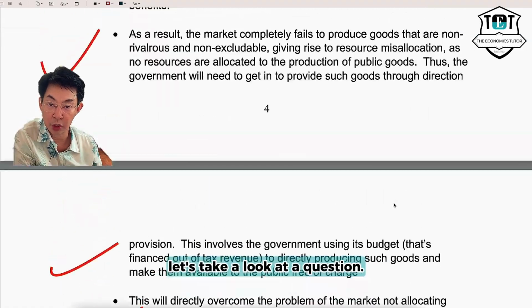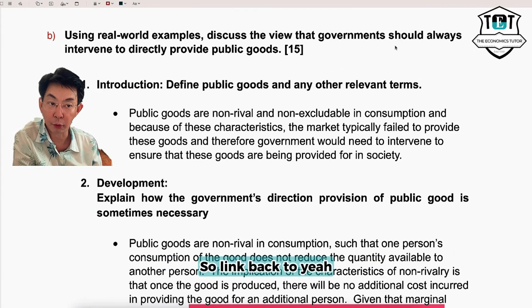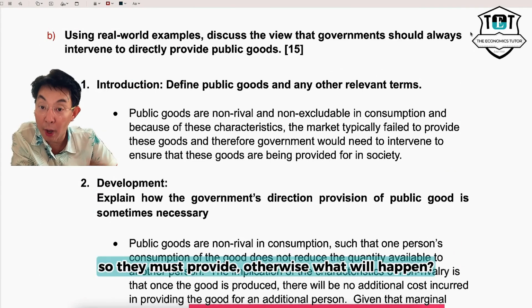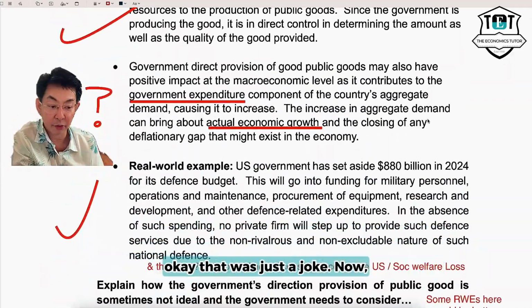Again, let's take a look at the question: why the government should always directly provide public goods. So link back to, they must provide, otherwise what will happen? Otherwise we'll get invaded by Mexico and so on.